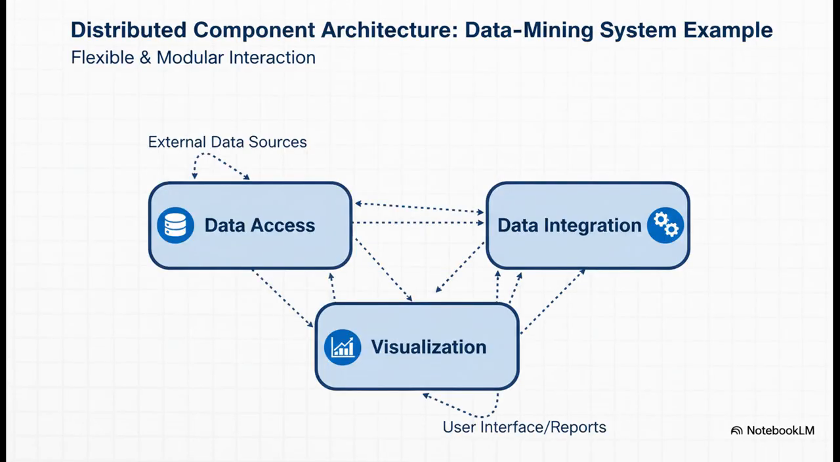Now, for a more flexible, modern approach, we have the distributed component architecture. Instead of rigid layers, you think of your system as a collection of independent components, almost like Lego blocks. Each block provides a specific service. So in this data mining example, you'd have one component for getting data, another for integrating it, and a third for creating visualizations. The real beauty of this is that the components are interchangeable. If you want a better visualization tool, you can just swap out that one component without having to rebuild the entire system. It makes everything much more flexible and easier to update.